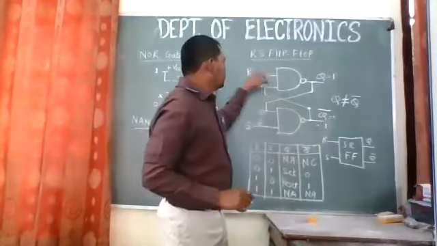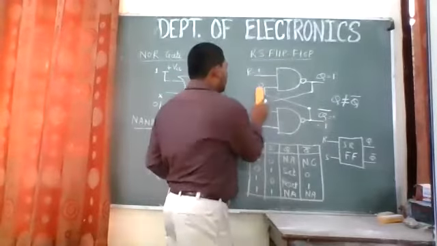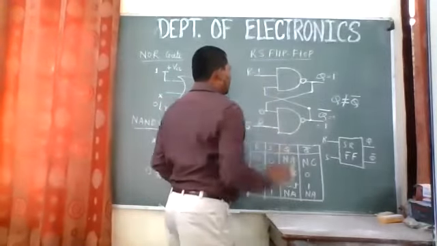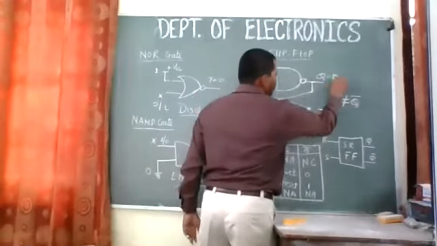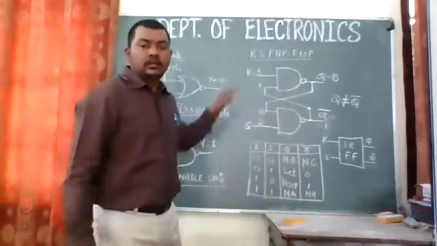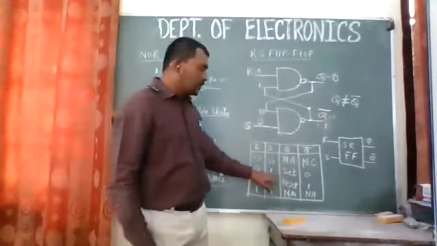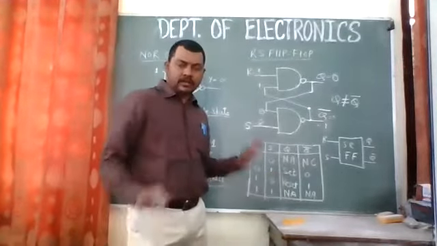So if it is 1, this one and this one will give you Q equal to 0, which shows that the flip flop is reset. So it is set and the other one is reset, right?